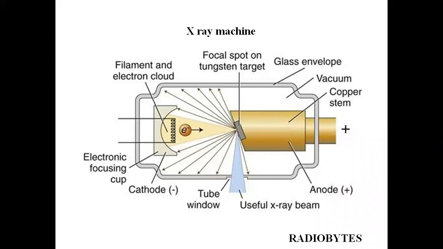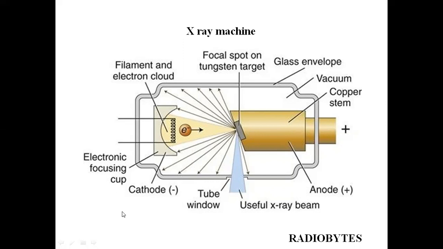Welcome to Radiobytes. Today we'll be seeing the parts of an X-ray machine. The X-ray machine basically contains the following parts. Here you can see the cathode made up of tungsten filament, and the anode is made up of a copper stem with a tungsten target embedded in it. All these components are enclosed inside a glass envelope, and here you can see on the cathode side a U-shaped focusing cup which is made up of molybdenum.